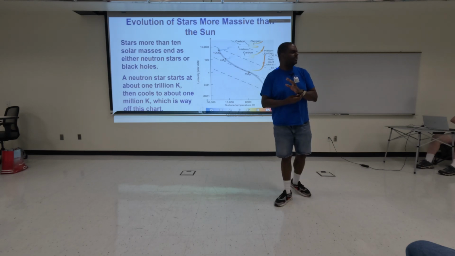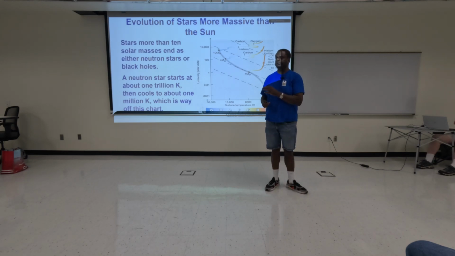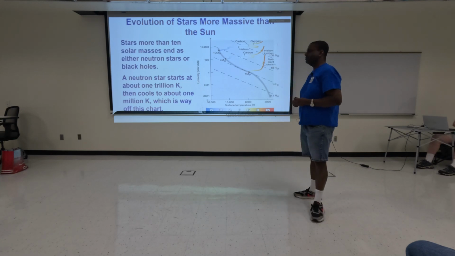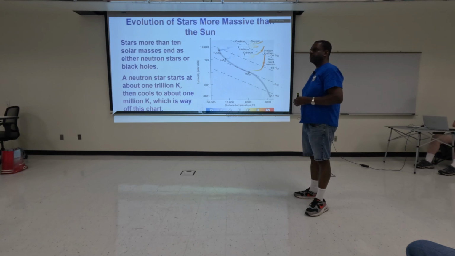I'm going to pause here. Does anybody have any questions? Yes, go ahead. When the outer atmosphere of the star is going up and down like that, what does that do to the planets?